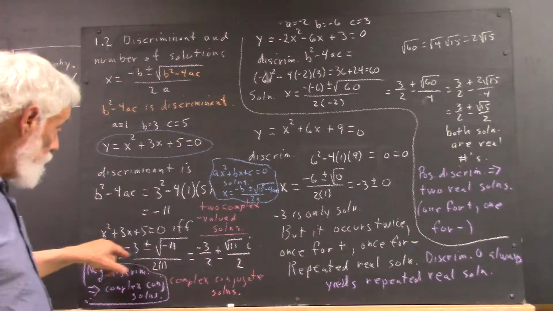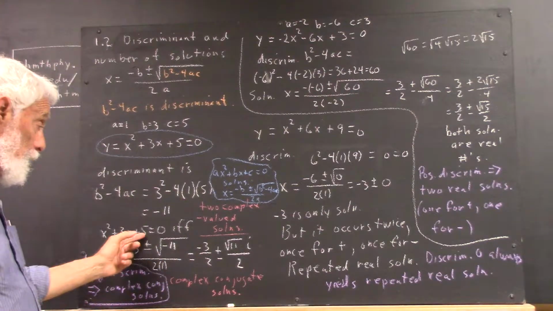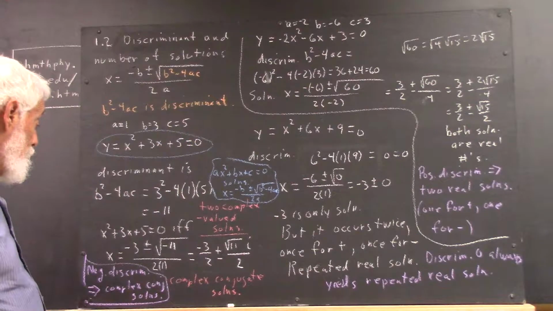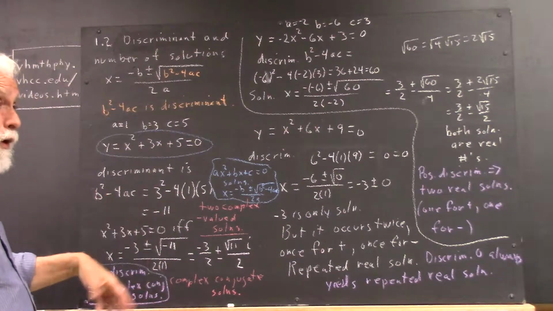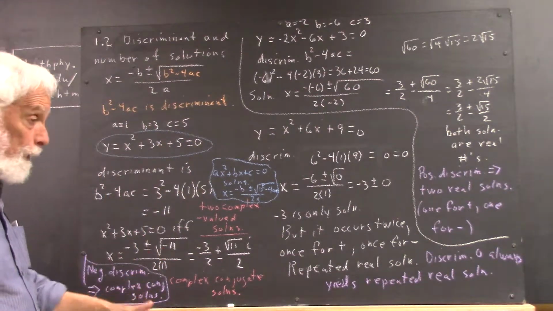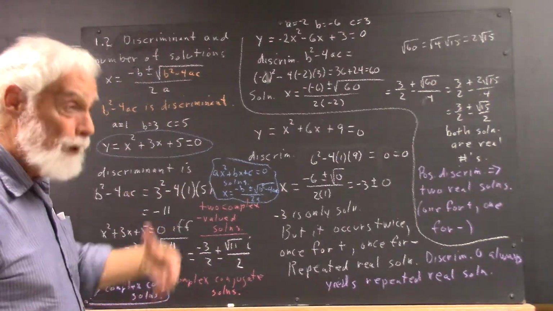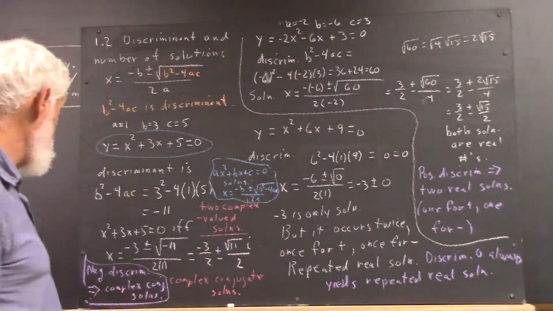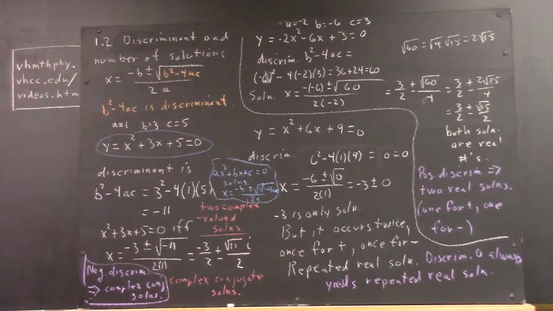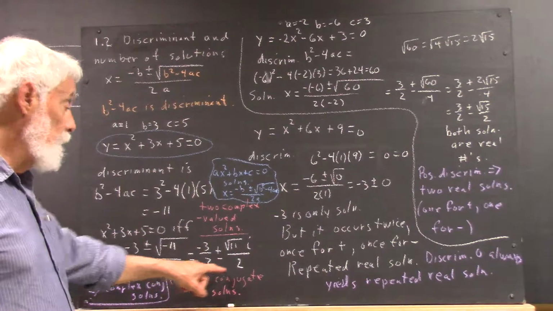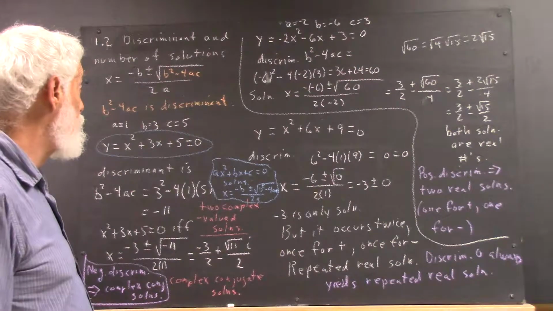Because remember, this division distributes over this plus or minus, okay? A division distributes over addition or subtraction, because a division is nothing but multiplication by a reciprocal, and multiplication distributes over addition and subtraction. Okay, so we get two complex valued solutions. There they are. That's our solution.